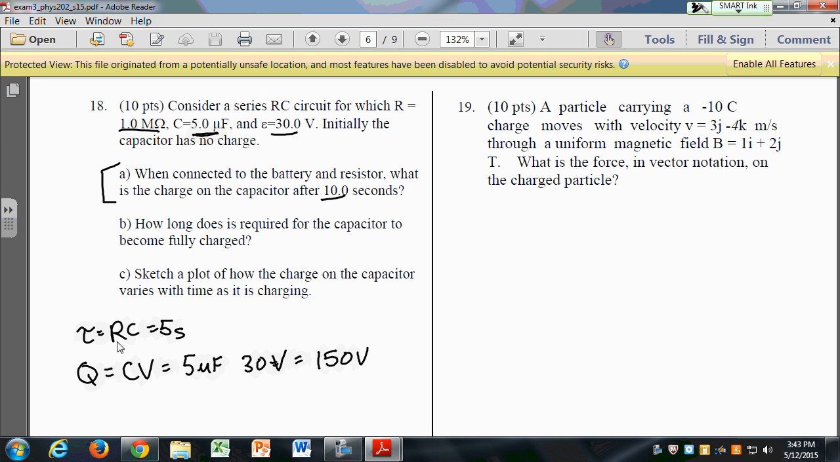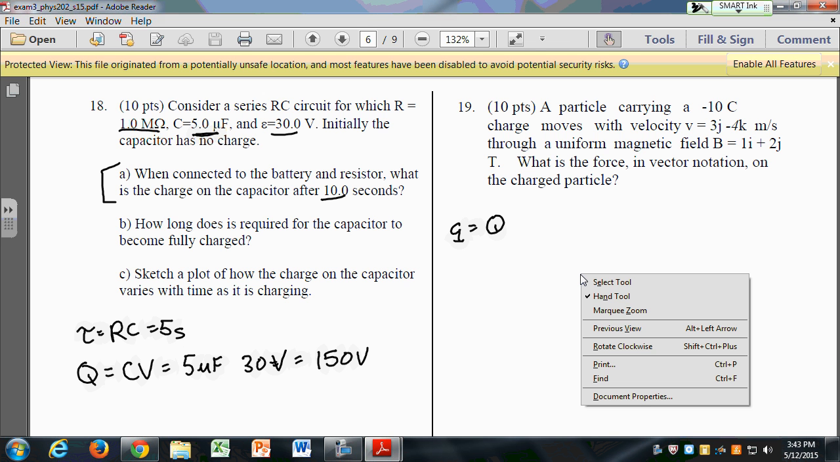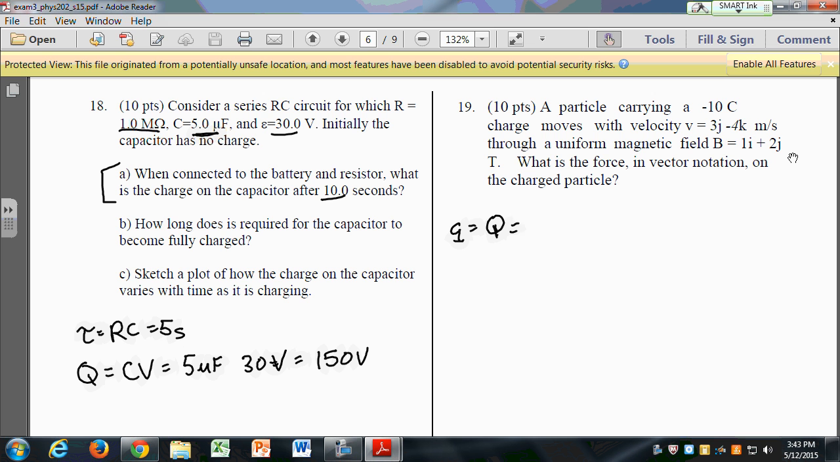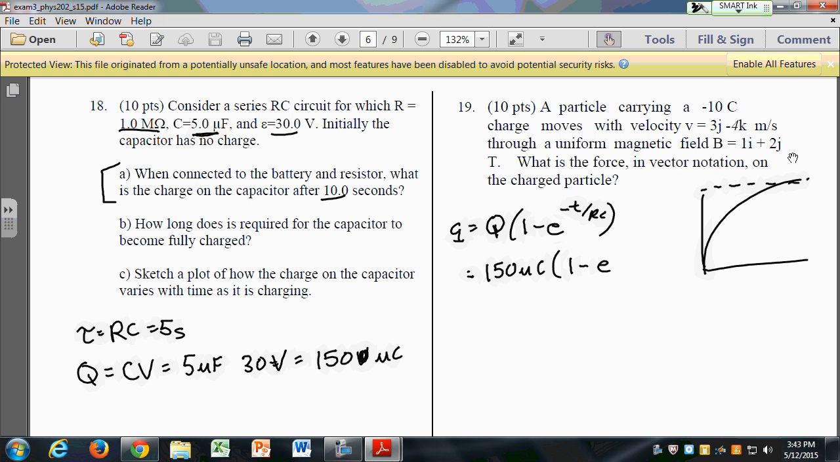That's equal to 150 microcoulombs. And then you just want to know the charge at 10 seconds. These are on your equation sheet, but your expression looks like this: 1 minus e to the minus t over RC. Remember, this is that function that looks like this. It's asymptoting up to that maximum charge, and then you just put in the numbers. 150 microcoulombs times 1 minus e to the minus 10 over 5. Make sure that you can do the exponential on your calculator. And then how long does it require for the capacitor to become fully charged? Remember, this is 10 tau, so that's equal to 50 seconds. And then sketch a plot: Q versus t, where it maxes out at that maximum Q.